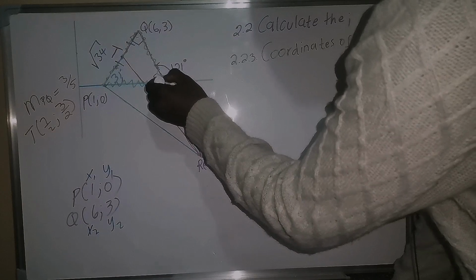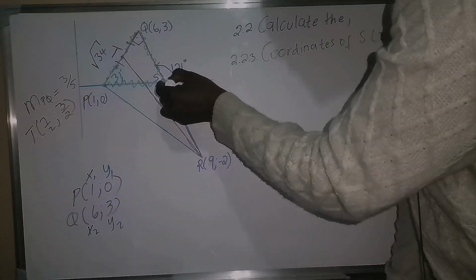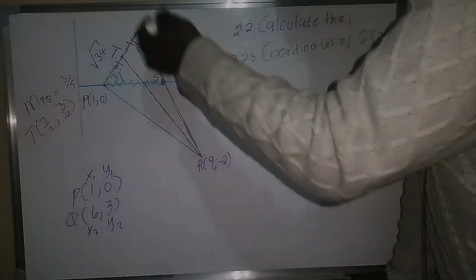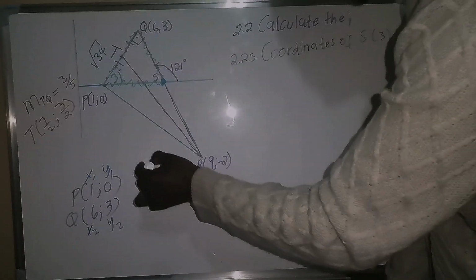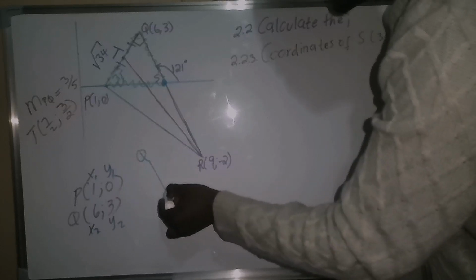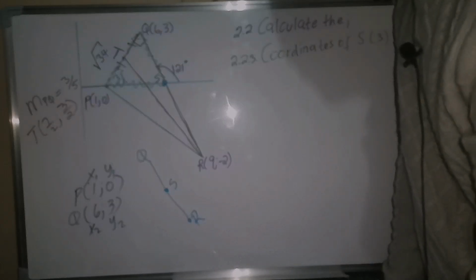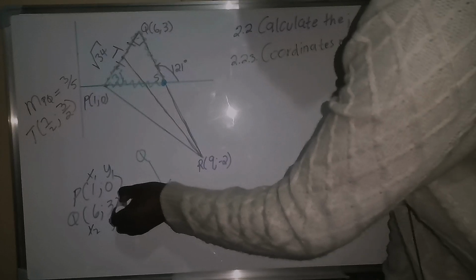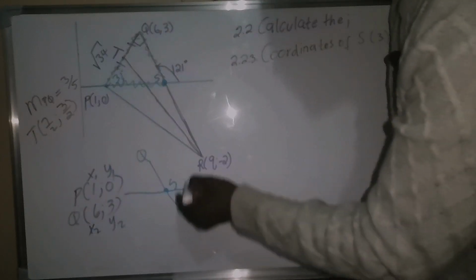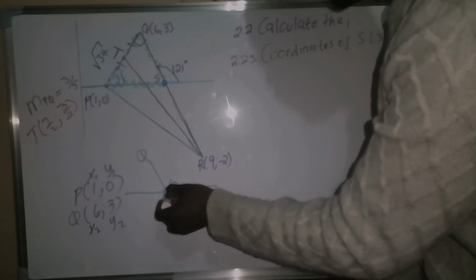Here's our point S. It's a line that touches the x-axis. Point S is on line QR. Here's our Q, here's our S, here's our R. But S is not a midpoint. You cannot use the midpoint formula, because I didn't tell you that S is a midpoint.